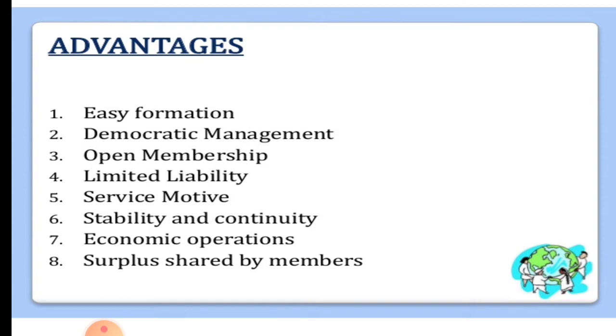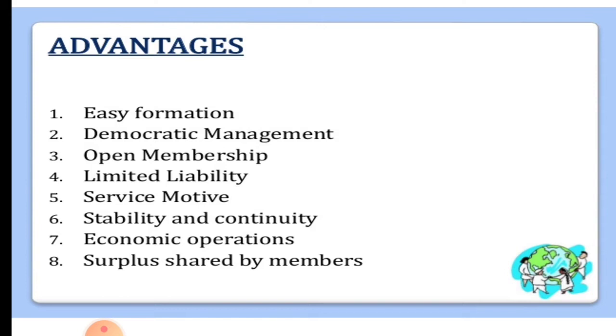So the next one is separate legal entity. A cooperative society enjoys a separate legal entity which is distinct from its members. The members and the society are different. They are treated as different entities. Therefore, its continuance is in no way affected by the death, insanity, or insolvency of its members. It enjoys perpetual existence, as in the case of joint stock companies also. You might have seen this feature. They have a separate legal entity.